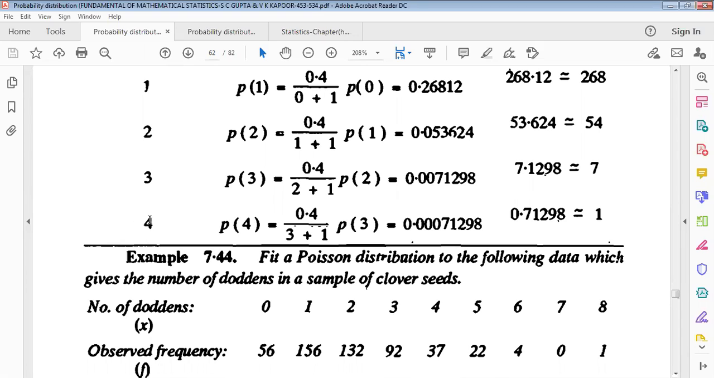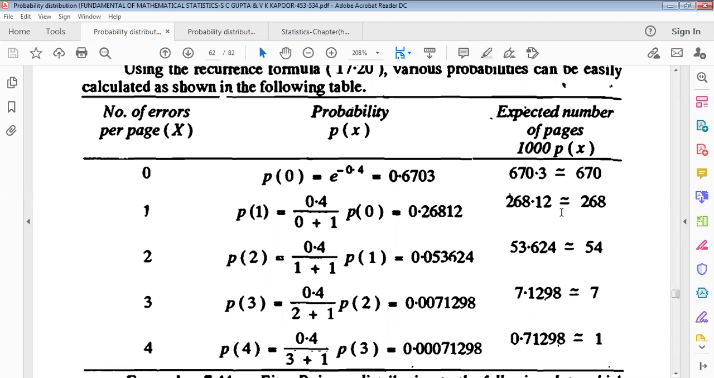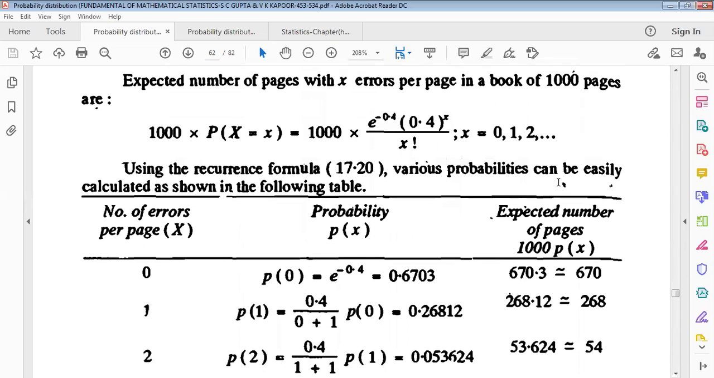Now for x equals 4, we get P of x equal to this, and after multiplying by 1000, we get approximately 1. And this is actually the expected number of pages in 1000, and this is also the frequency.